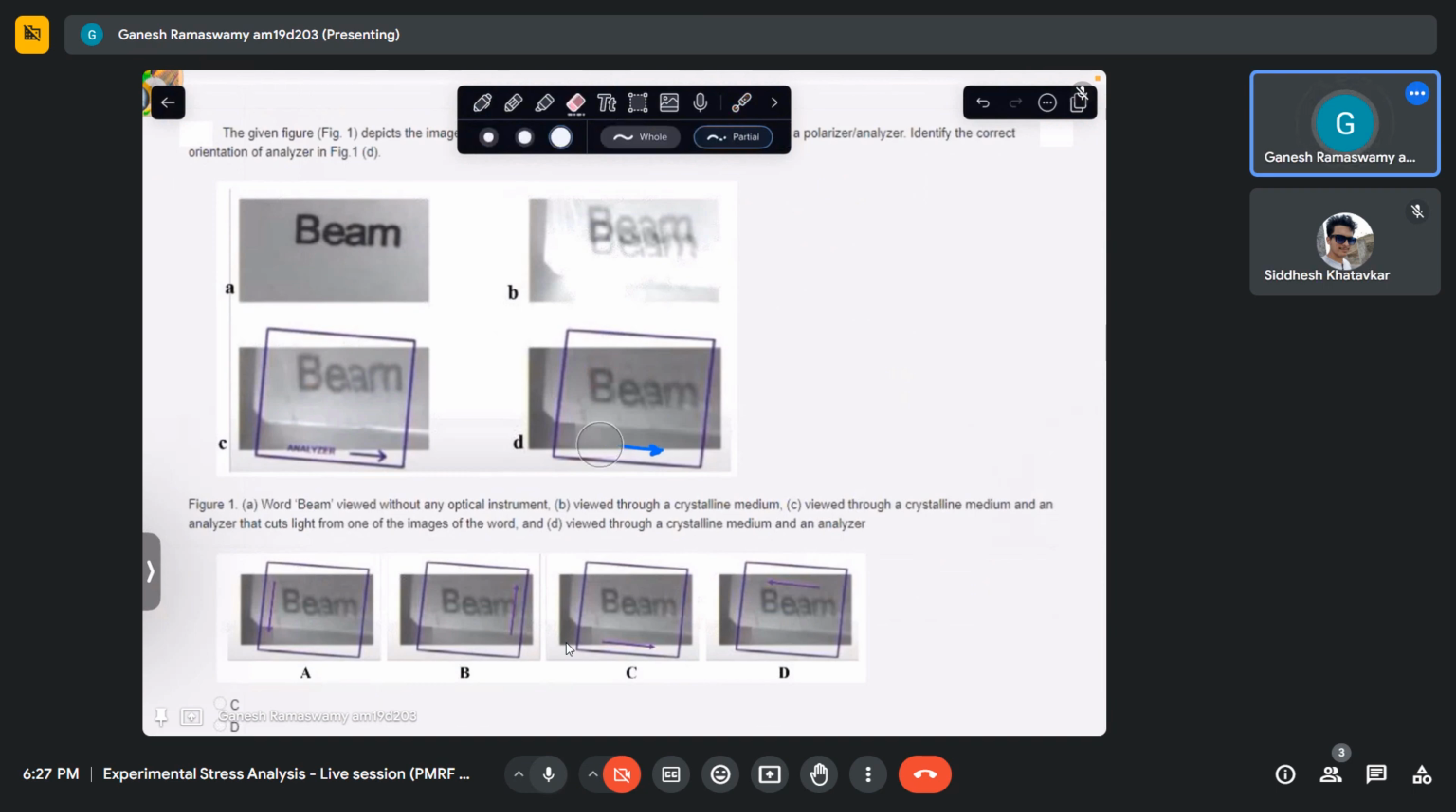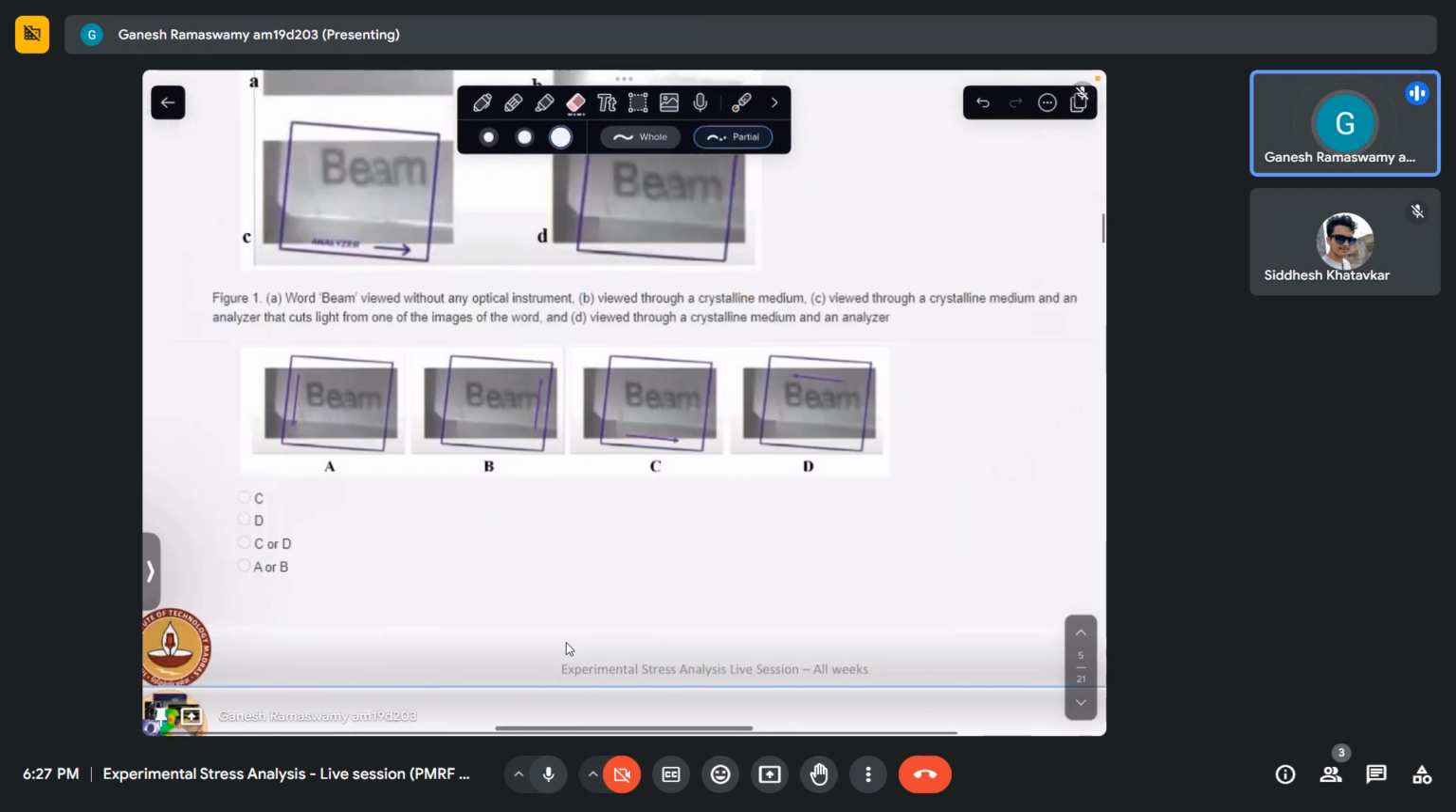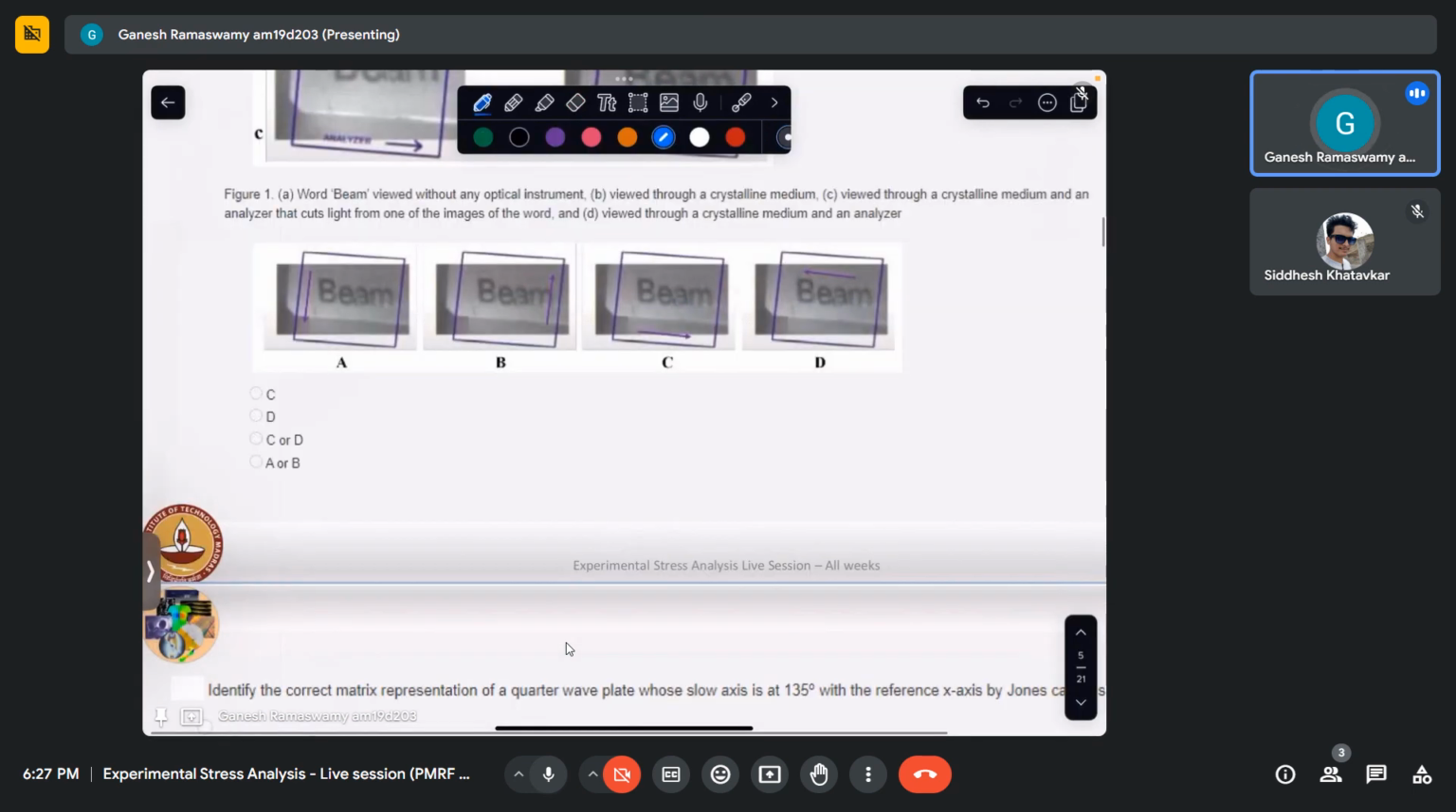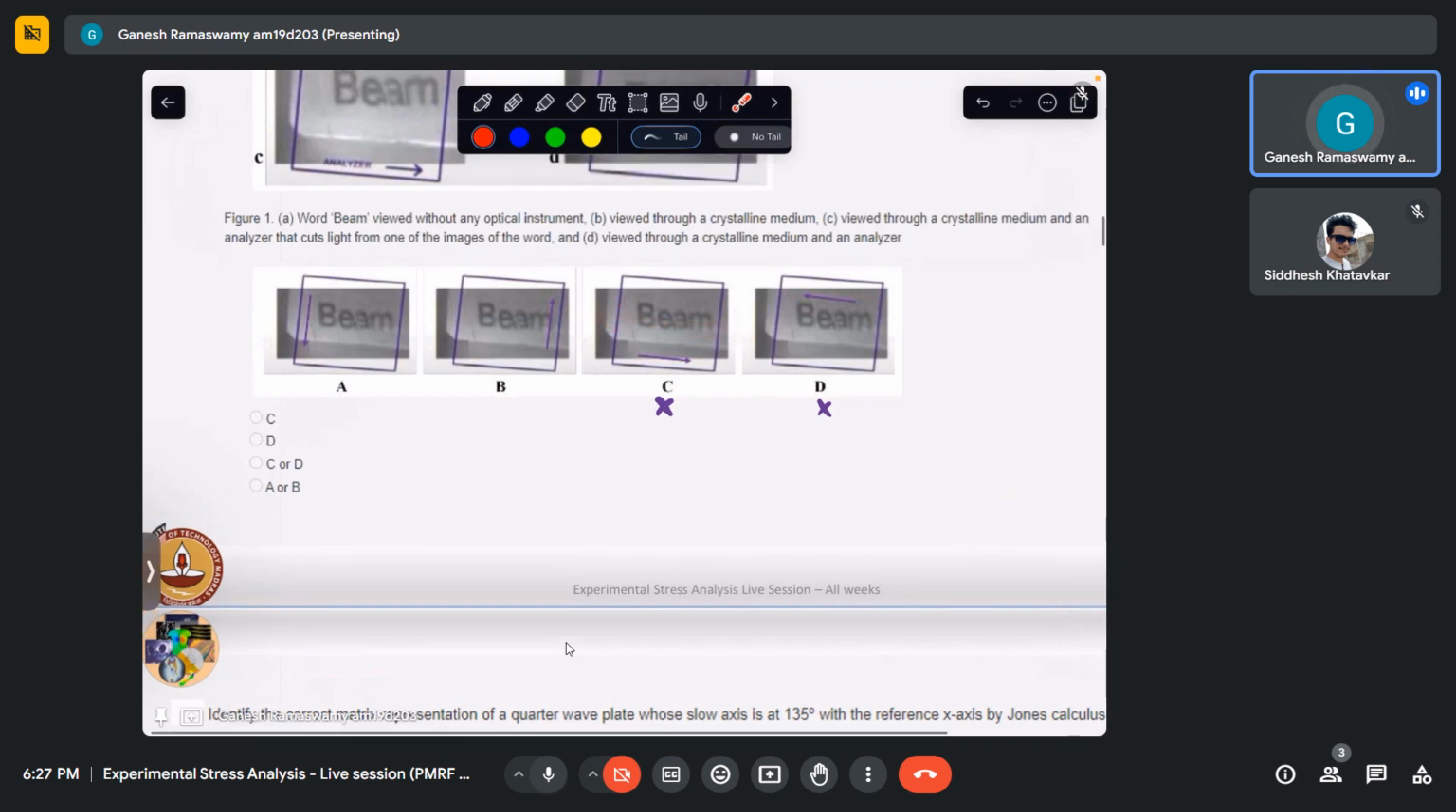So that's a given that the analyzer is not placed like that, which rules out this option, and neither can this be one of the answers. Because if we were to place the analyzer here or pointing that way, it is one and the same. Essentially, this would be the plane in which it will allow the light. So now C and D are ruled out. That only leaves us with A and B.